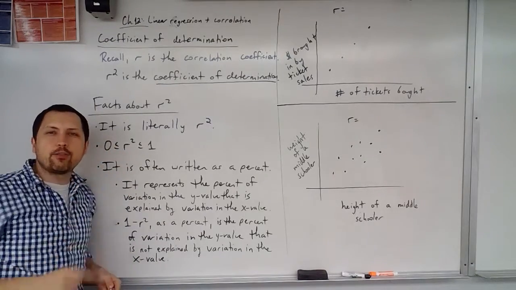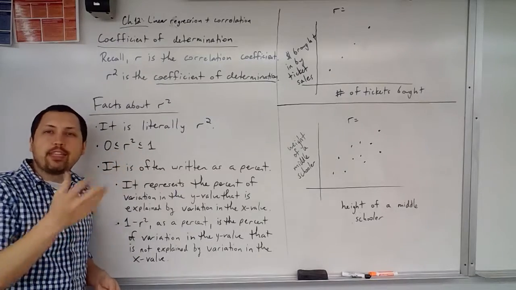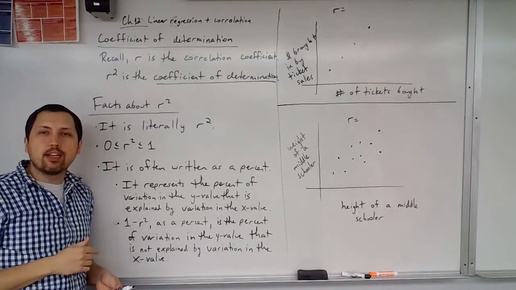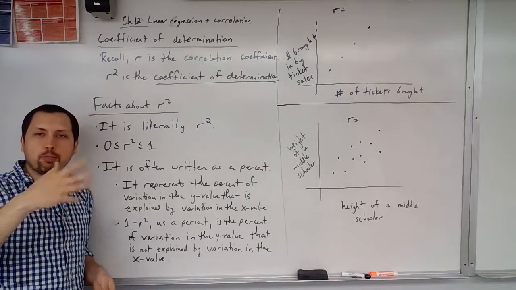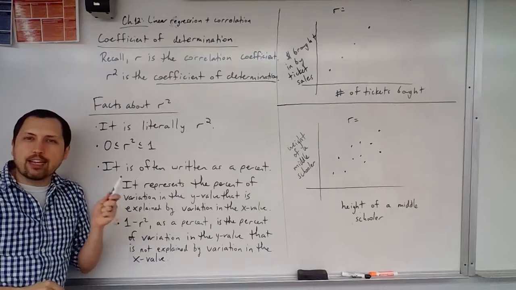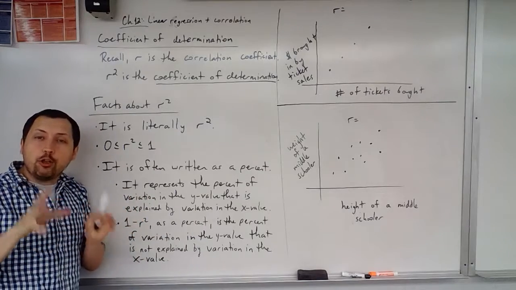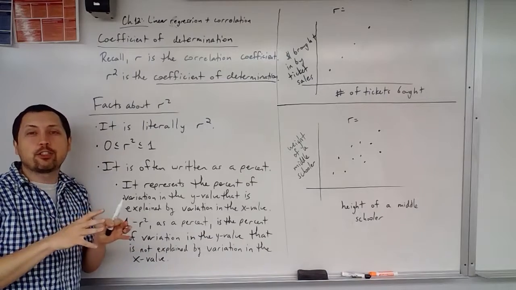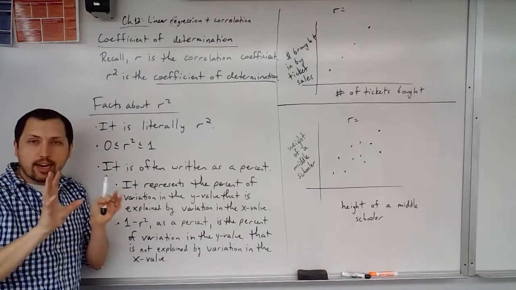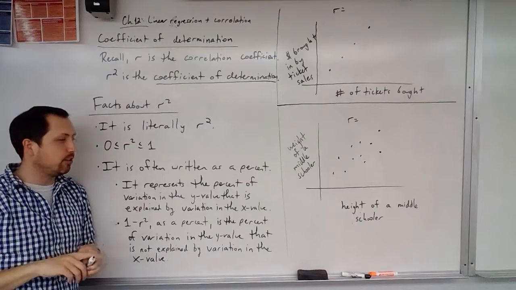Now, it is often written as a percent. This makes sense, right? Numbers between 0 and 1, you can easily convert into percents by moving the decimal place 2 places to the right. What that means as a percent is where things get a little bit tricky. The definitions are a little bit weird, so try to maybe rewatch this for a little while until you really get the definition.